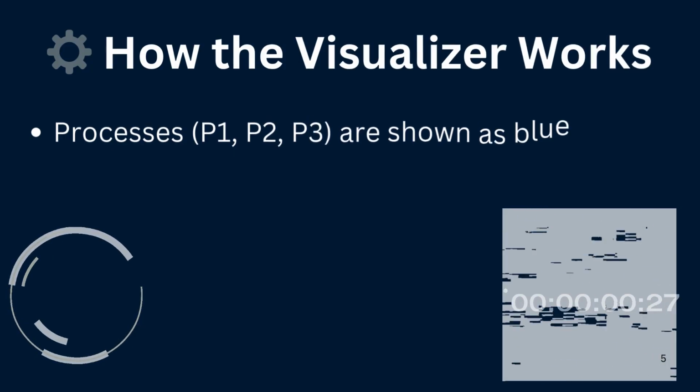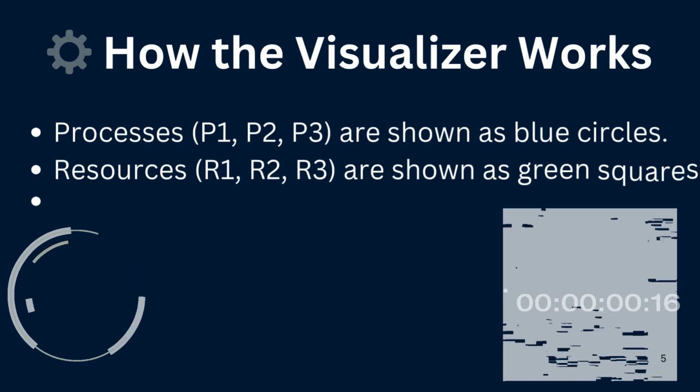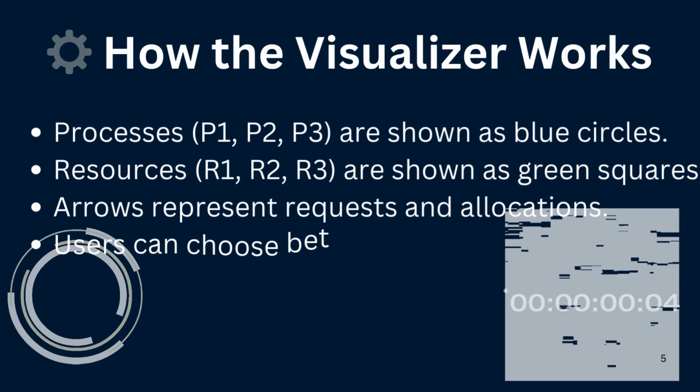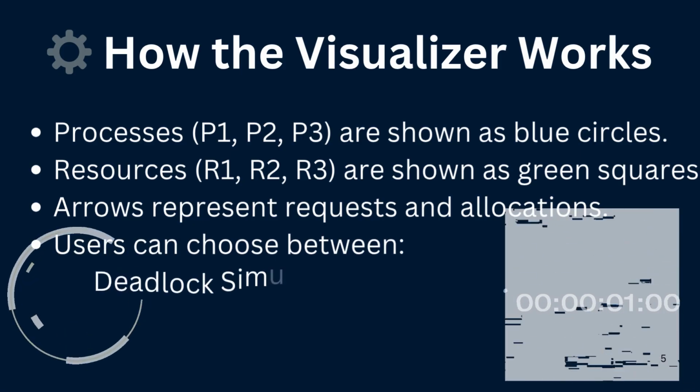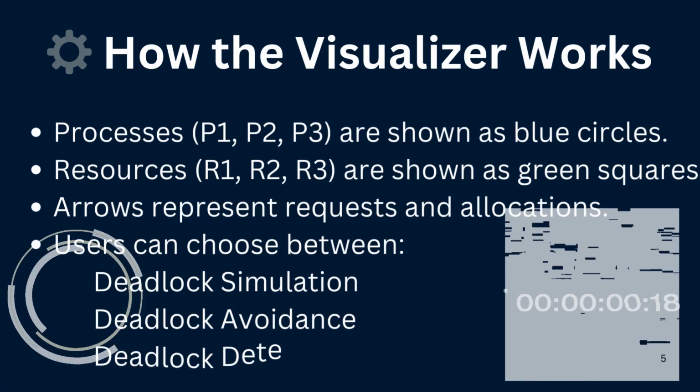In our simulation, processes are represented as blue circles, resources are represented as green squares, and arrows represent requests and allocations. The user can switch between three modes, simulation, avoidance, and recovery, to understand how the operating system manages resources under each condition.